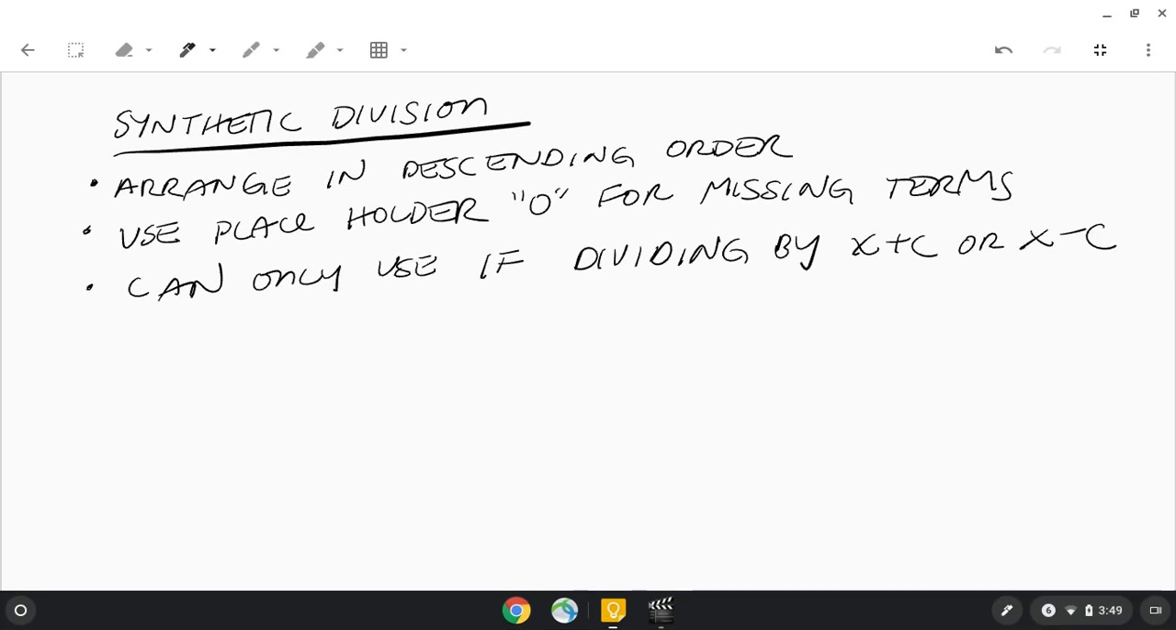Okay, so if you have x squared plus 3, nope, you can't use it. If you have x squared plus 2x minus 1, you can't use it. If you have 2x minus 5, you can't use it. All right, so it has to be strictly 1x plus or minus a number.